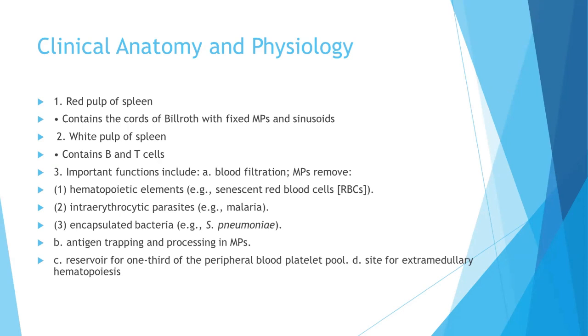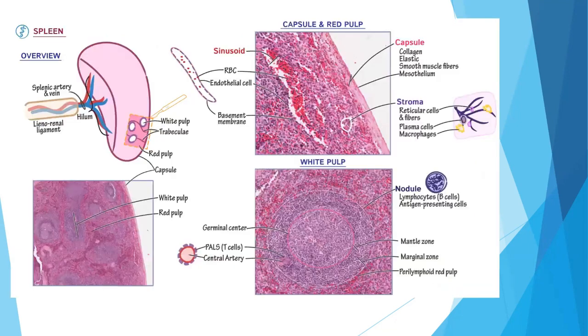Antigen trapping and processing will occur, and it is reserved for one third of the peripheral blood platelet pool and is the site for extramedullary hematopoiesis. So this is the overview of the anatomy of the spleen. We have the splenic artery and splenic vein. This is the hilum, and then you can see we have the white pulp and the red pulp.